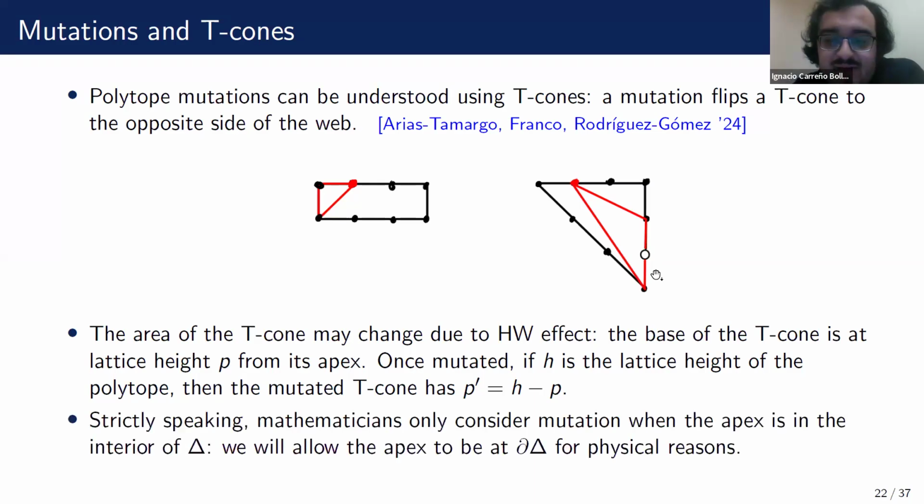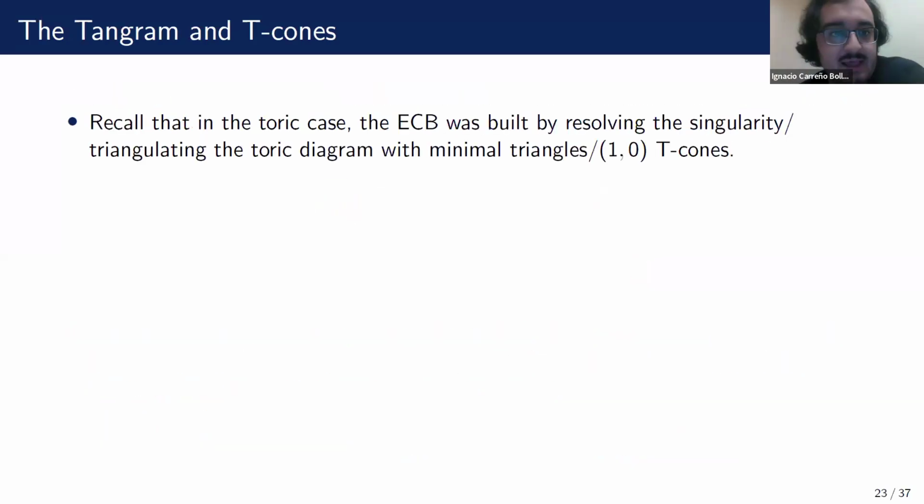Now, strictly speaking, in the mathematical literature they only consider mutations where the apex of the T-cone is found at the strict interior of the diagram. However, we'll allow the apex to lie at the boundary, as we see here, in order to study, for example, Hanany-Witten transitions of rank 0 GTPs, as we will see in the latter part of the talk.